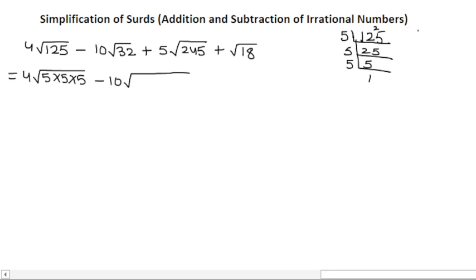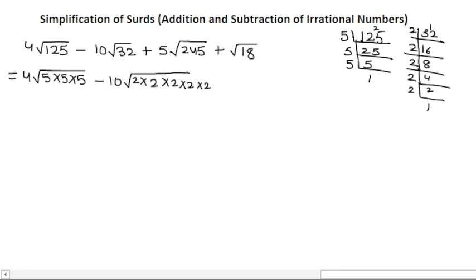My next number here is 32. 2 ones are 2, 1 left. 2 sixes are 12. 2 times 8 is 16. 2 times 4 is 8. 2 times 2 is 4. Eventually 2 ones are 2. So you can see we have 1, 2, 3, 4, 5 twos. In place of 32, I am writing it as a product of its prime factors, five 2's.